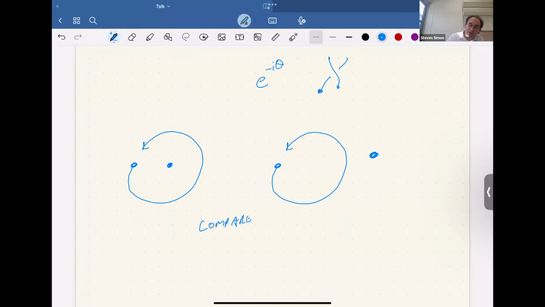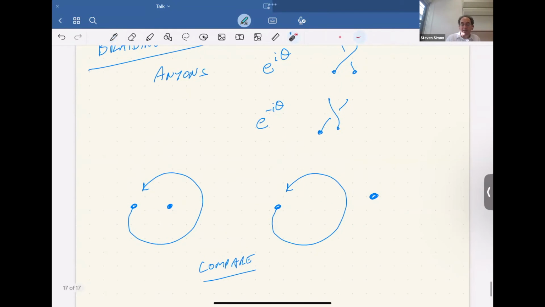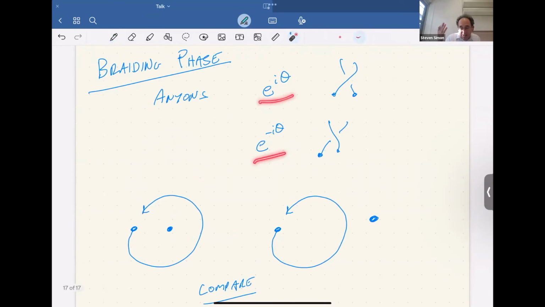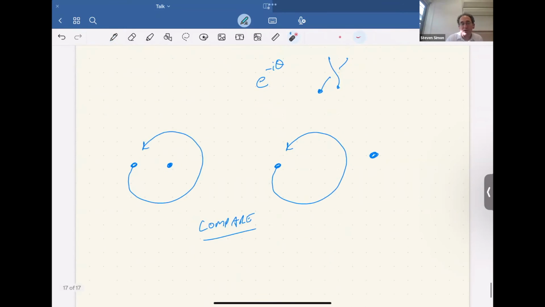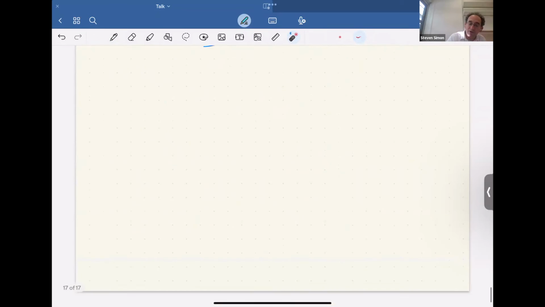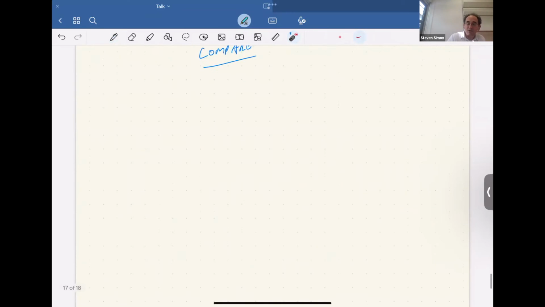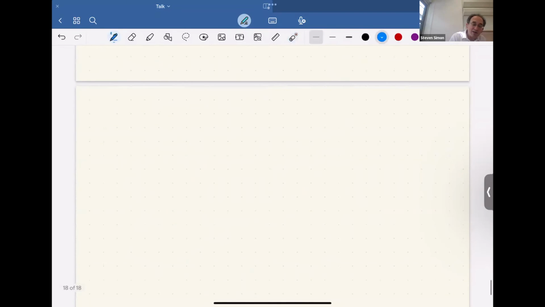We're going to compare the phase you get from doing this process versus the phase you get from doing this process, and show that they differ by neither plus 1 nor minus 1, but some fractional phase. In fact, it would be 2 pi over 3. Okay, so let's see how we do this. First, I need a digression on what is called Berry's phase.